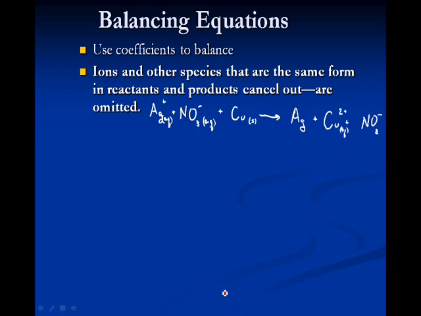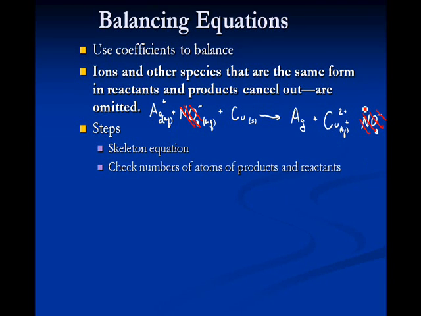So we use coefficients to balance the reaction, and ions and other species that are in the same form, both on the reactant side and the product side, like here we see nitrate and once again nitrate, we don't have to include those in the net ionic equation. And in fact, let's see here. I guess that's all that cancels out of this equation. So, I had a skeleton equation kind of there to start with. I checked the number of atoms of products and reactants. Now, hopefully I can do this kind of mentally because you're going to be under the gun for time when you're writing these. And so you want to just kind of see these things mentally, write out the final answer.